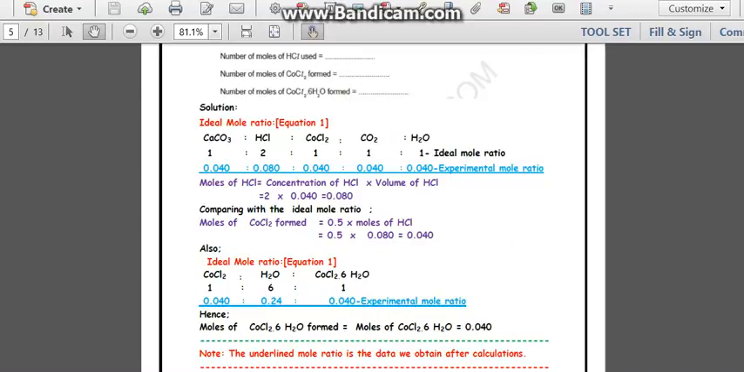The last thing asked to you is number of moles of CoCl2.6H2O formed, that is the hydrated cobalt chloride salt moles they have asked you. Now as you can see, the mole ratio in the second equation is 1 is to 6 is to 1. This tells us that the moles of hydrated cobalt chloride formed are equal to 0.040.